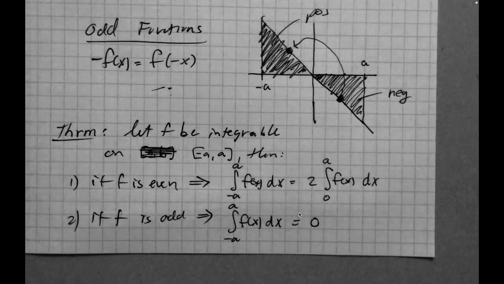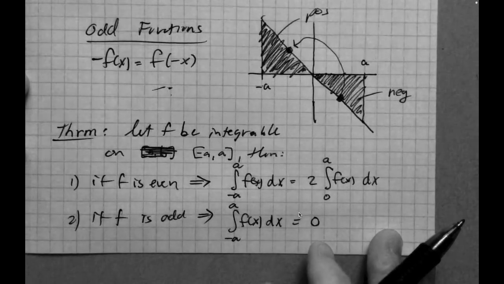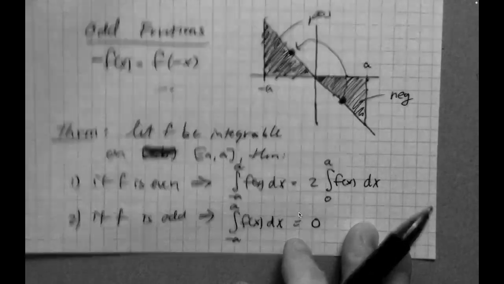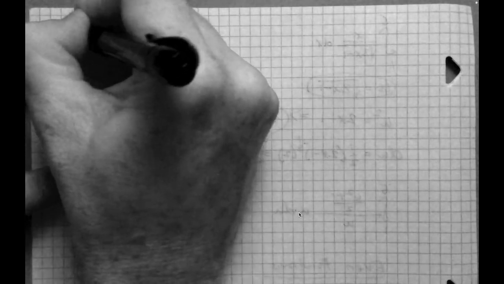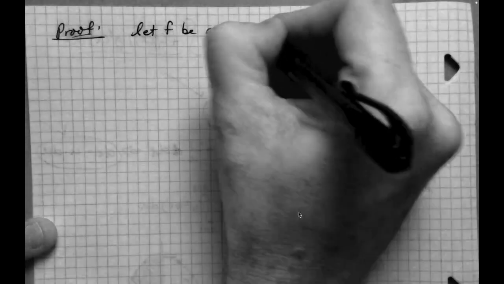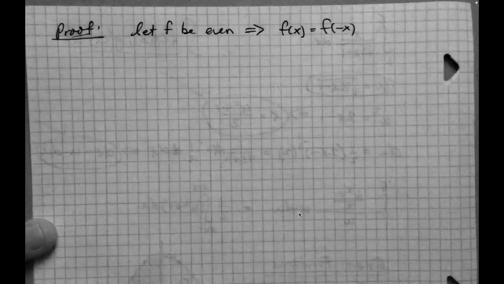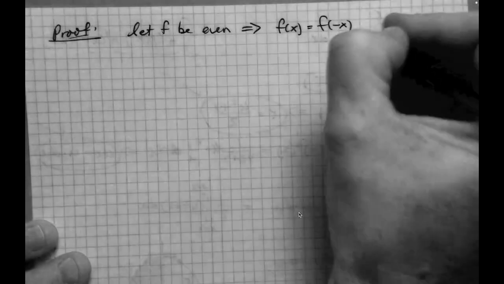All right, so let's go ahead and prove this. Let's just prove the even one. We'll prove the even side of the expression. Proof: let f be even. Then f of x equals f of negative x.